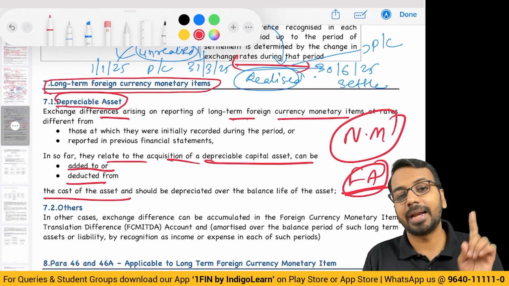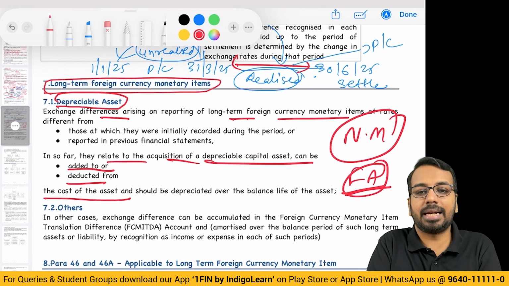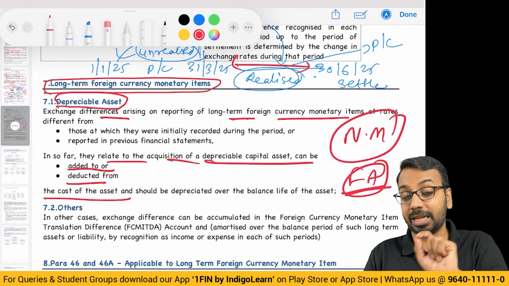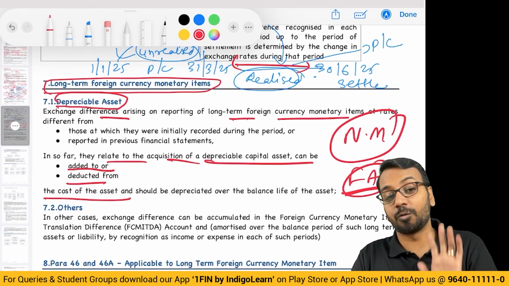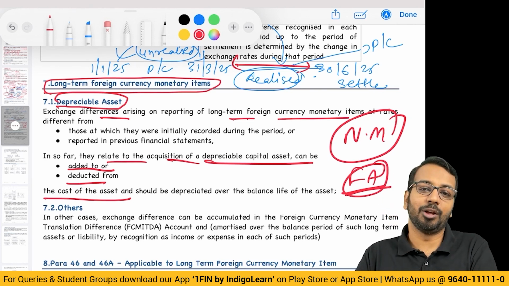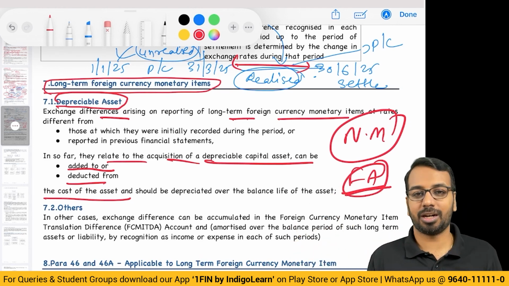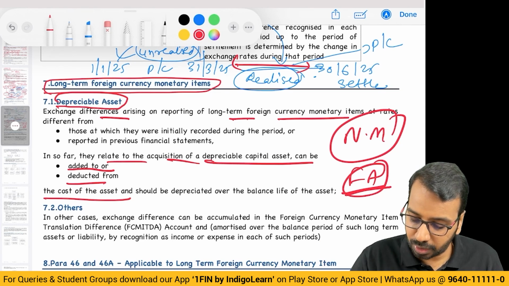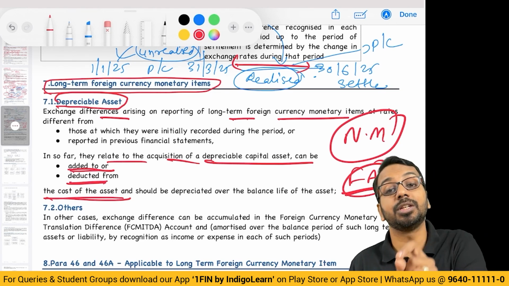But if the entity wants, and it is not revocable. Once you have decided that you will take it to P&L, next year you can't come back. Once you have decided that you will take it to fixed asset, next year you cannot come and say, no, this year we will not take it to fixed asset, we will take it to P&L. Losses will add to fixed asset, gain will transfer to P&L. That is not allowed. So you can either take it to P&L or you can add it to or deduct from the cost of asset. That is if it is a depreciable asset.